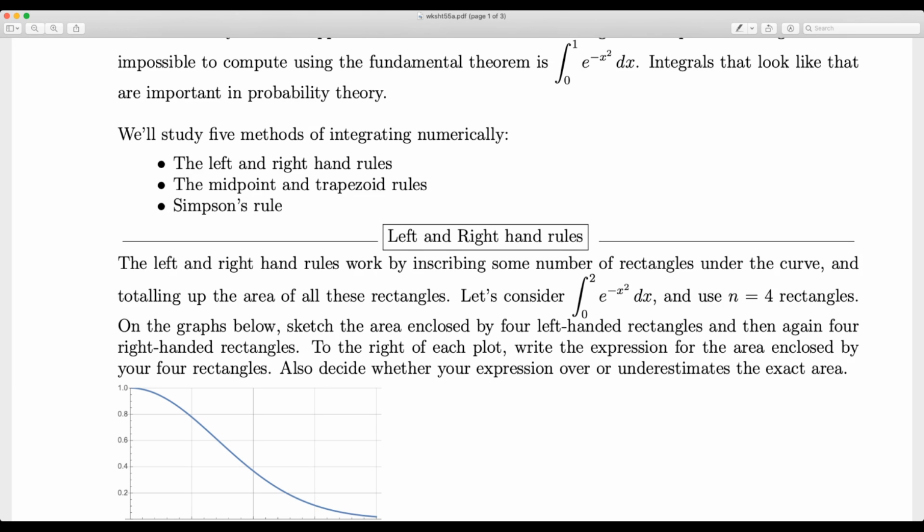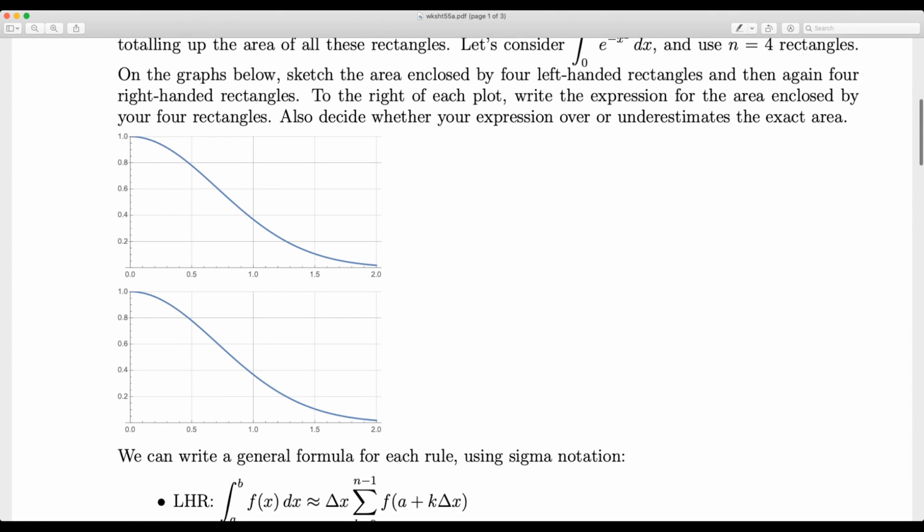On your sheet, the little grid lines didn't print very well, but this is how they were supposed to look: at 0.5, 1, 1.5, 2, and 0, I drew grid lines. If I wanted to approximate the area underneath that blue curve, e to the minus x squared, I could inscribe a bunch of tiny little rectangles, add up the total area of all those rectangles, and get something.